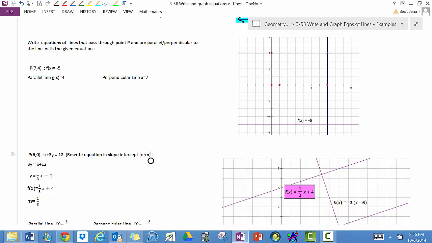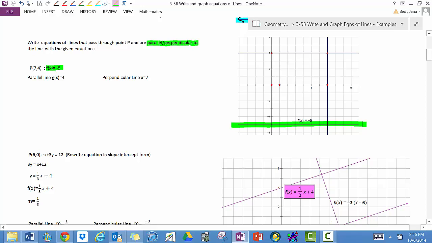Writing equations of lines that pass through a point and are parallel or perpendicular to the line with a given equation. So here the given equation is f of x equals -5. And the point that we want the line parallel to f of x equals -5. So this is f of x equals -5. The line parallel to that goes through the point (7, 4) is going to be this one here with this coordinate. So let's see. This is going to be, I'm going to call it another function, g of x equals 4.